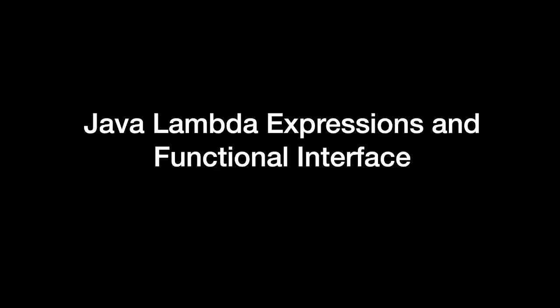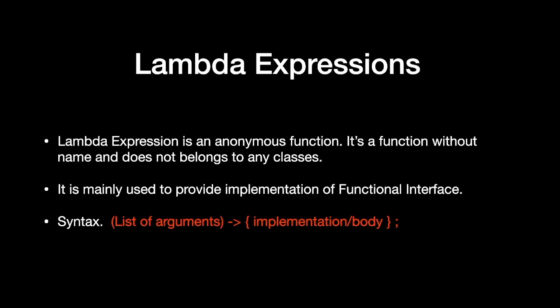So in today's video we are going to discuss Lambda expressions and functional interfaces. So very first, let's try to understand what a Lambda expression is. A Lambda expression is an anonymous function which doesn't have any name, and it doesn't belong to any class. Now, why do we use the Lambda expression? We use it to provide the implementation of the functional interface.